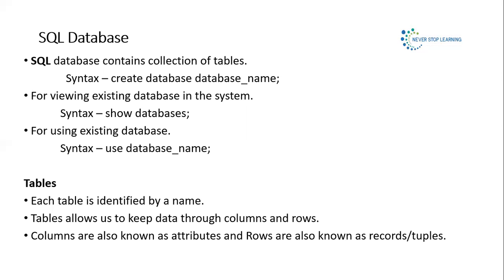So first of all, understand each table is identified by a name, because whenever I want to fetch the data from it, or whenever I want to store the data in it, I have to use a name. So each table will have a unique name and it will be identified by its name. Tables allow us to keep the data through columns and rows. Like any other table which we know up till now, each and every table consists of rows and columns. Here the columns are also known as attributes and the rows are also known as records or tuples.